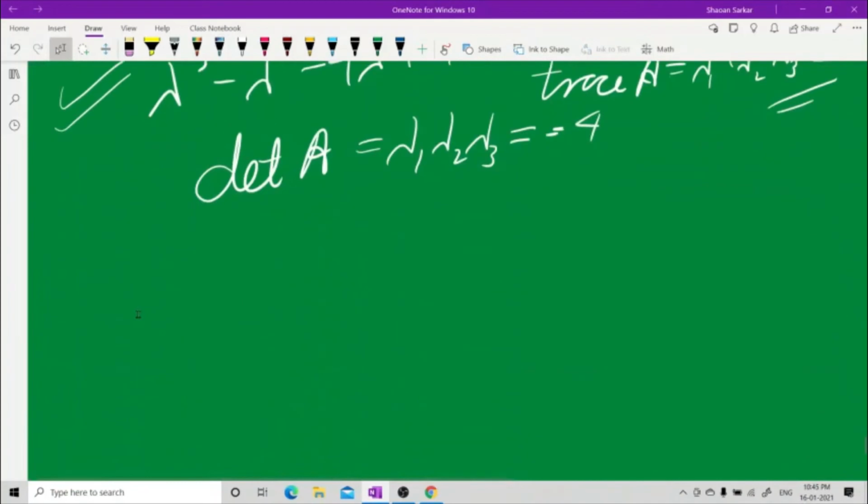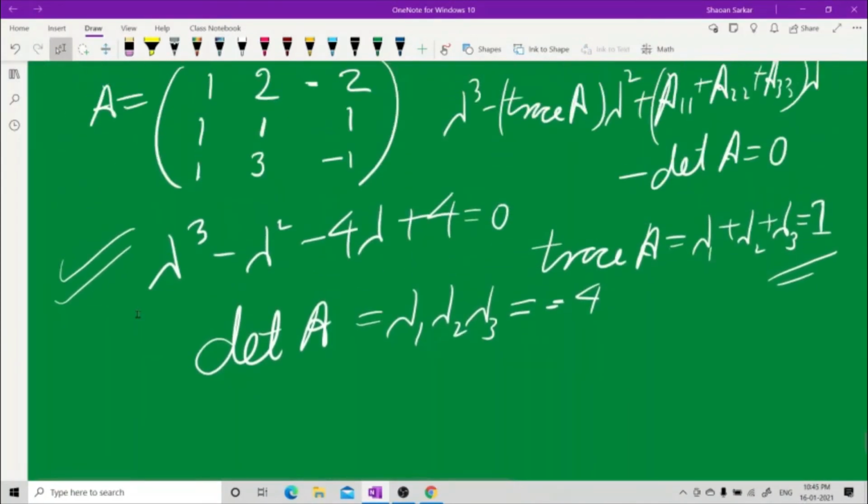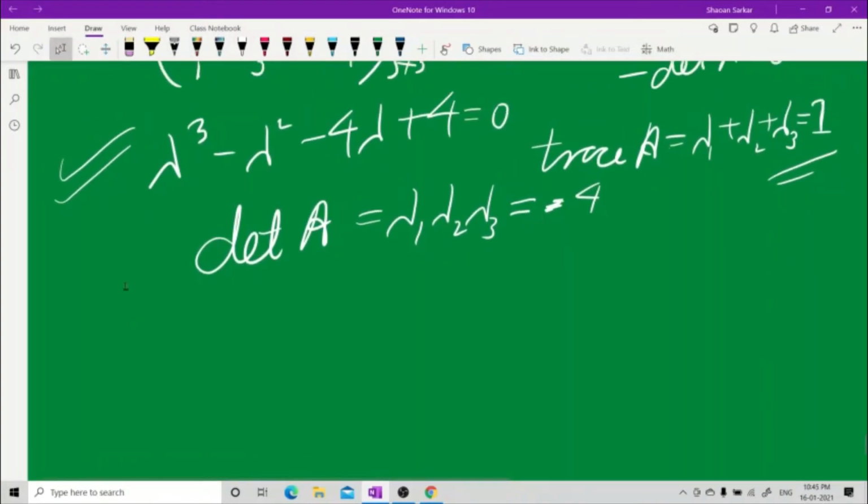See, very simple. This is a 3 cross 3 matrix. Undoubtedly, I'll have three eigenvalues. Now, what is the determinant? Minus 4. So do one thing in the rough. Let me cover this matrix. I need only two pieces of information: trace and determinant.